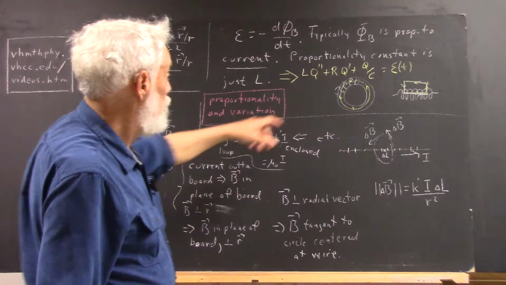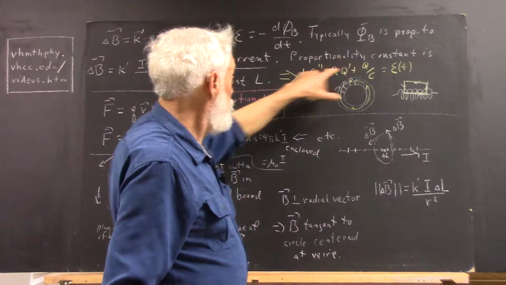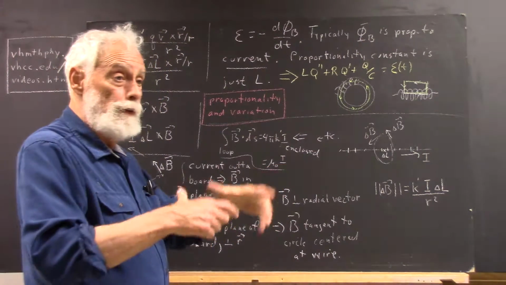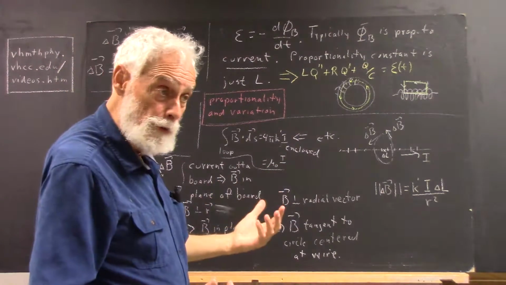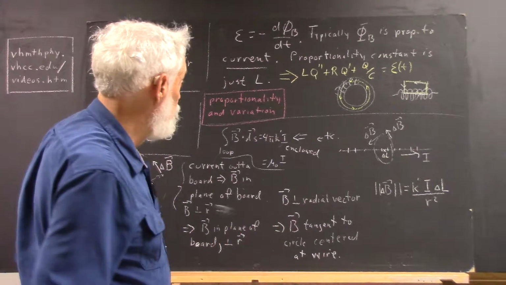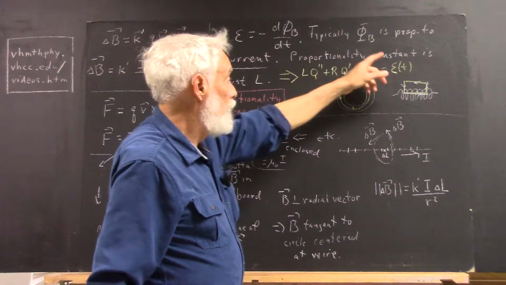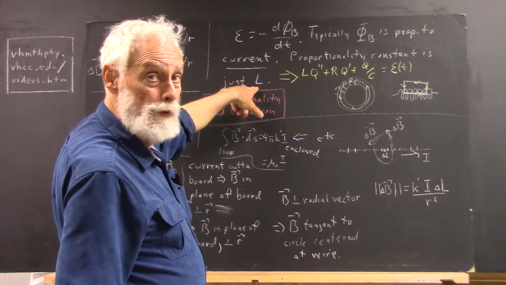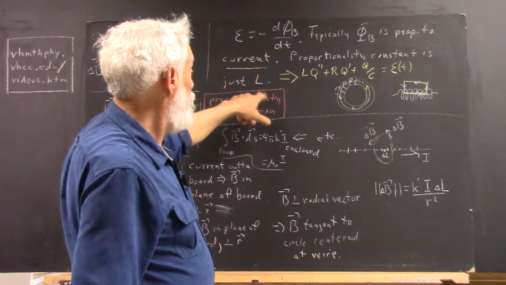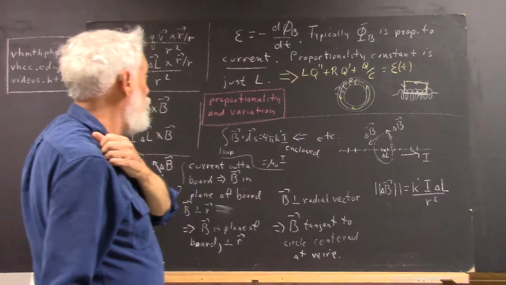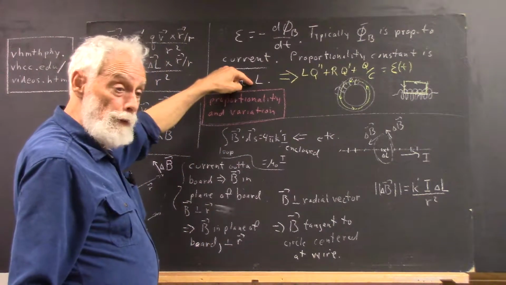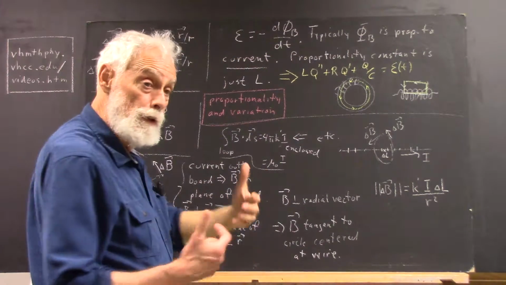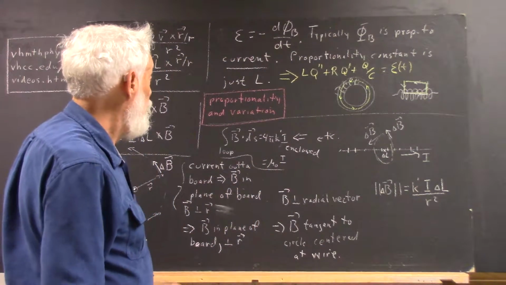Typically, your flux is going to be proportional to the current. If you've got a loop, then the magnetic field that you create is proportional to the current, and the flux is proportional to the current. And the proportionality constant is what we call L, inductance. And as you know, if you multiply the inductance by di/dt, that gives you the EMF. Okay.